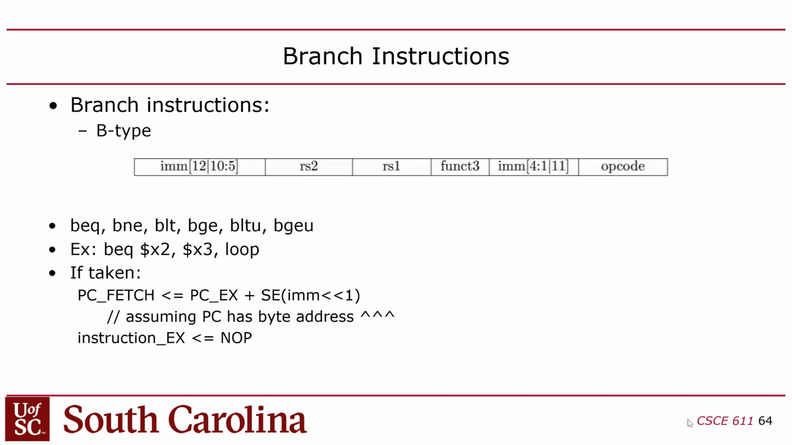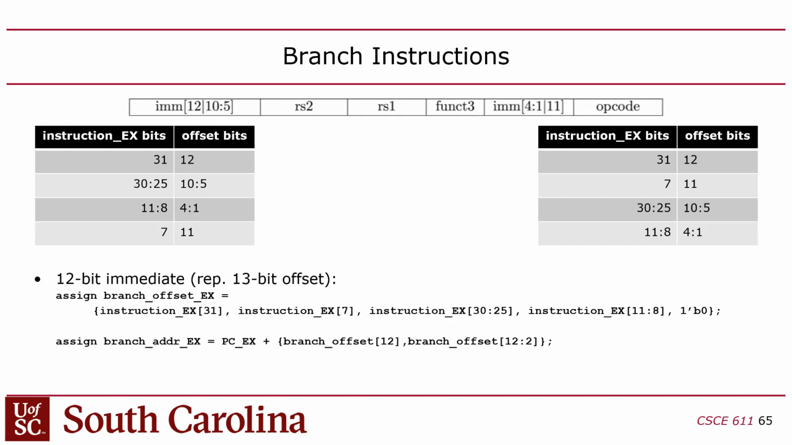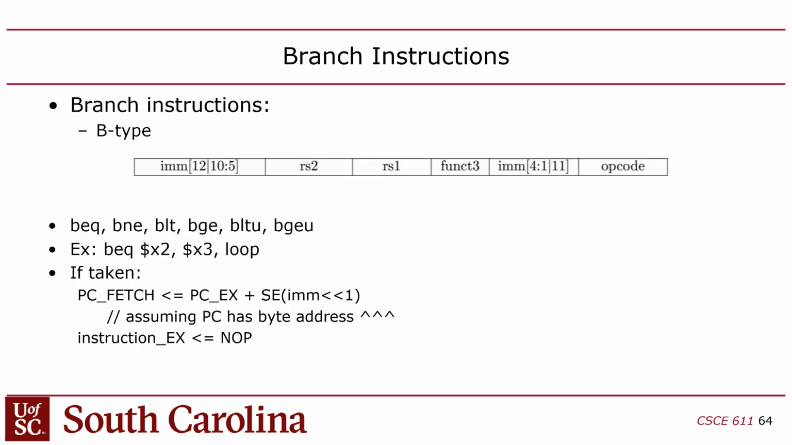I have the code in here. Okay, so the branch has an immediate. So there's an immediate field. Yeah, wait a minute. Let me make sure, yeah, here we go. Sorry. Okay, right.